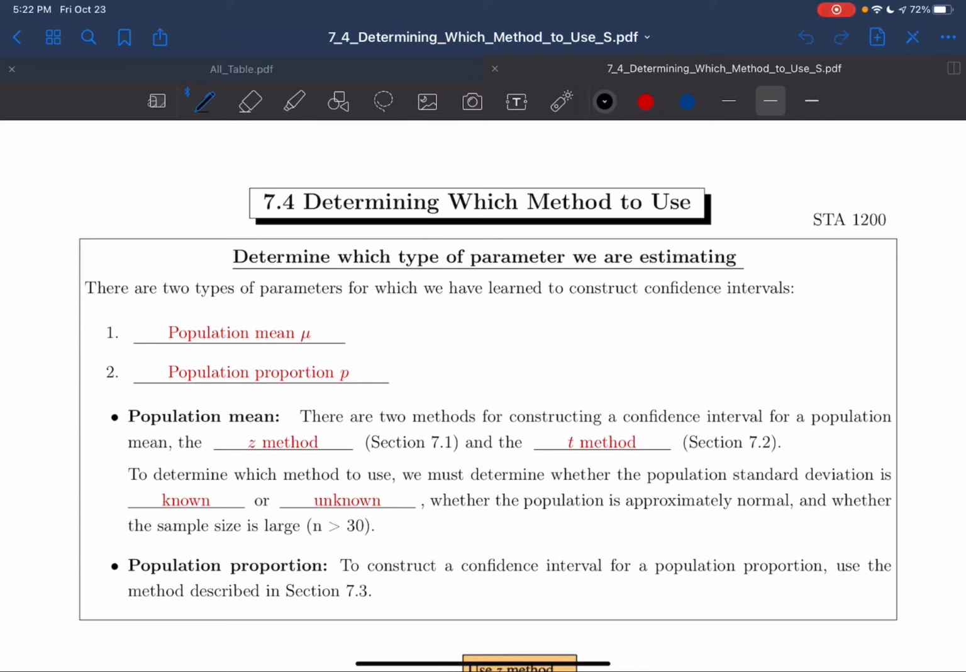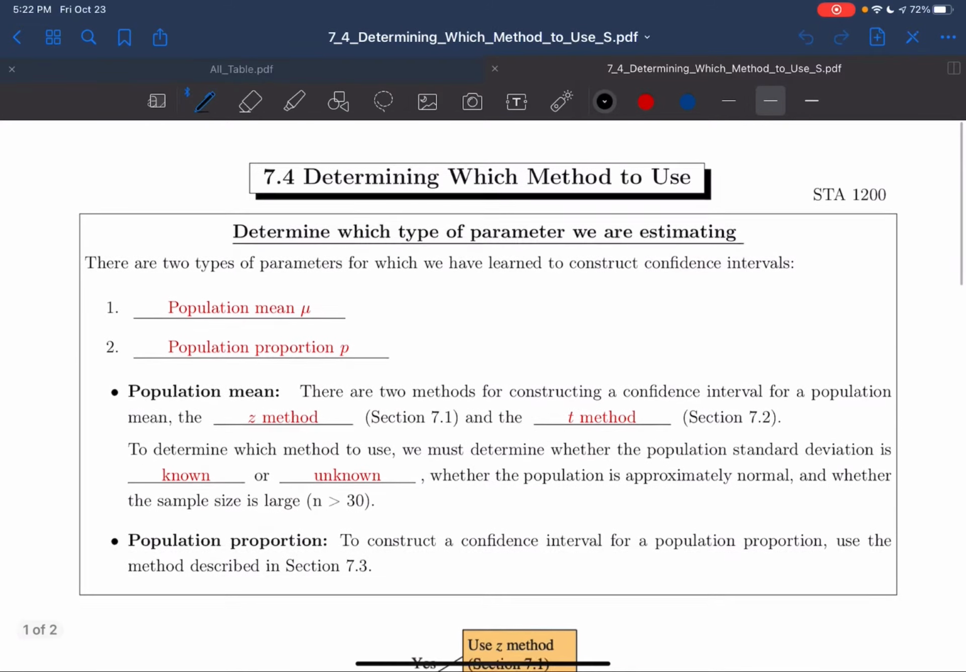Again, just a reminder, the T method is where we use the student T distribution because we don't know what our population standard deviation is. And the Z method is where we know what our population standard deviation is, so we can just use the Z method. So in this section, we're just going to follow a chart to identify which method to use.